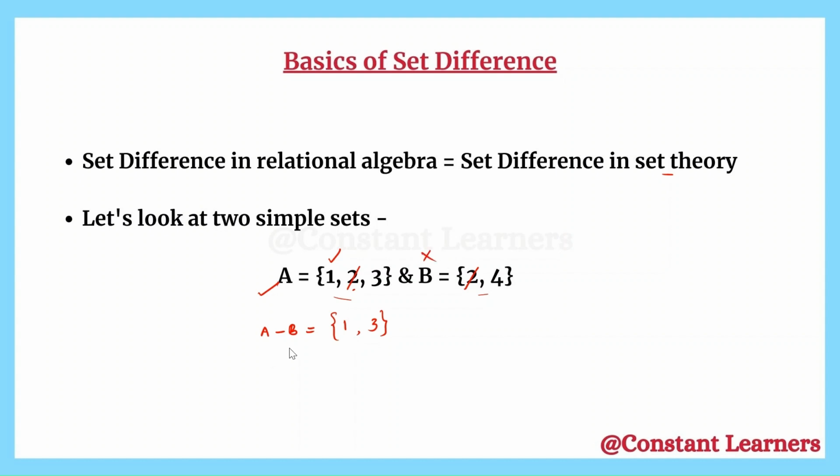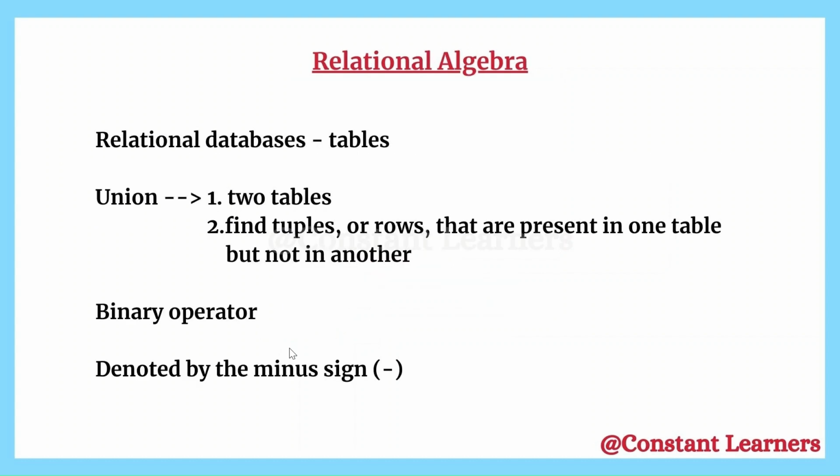All right. Now, since we're talking about relational algebra, we'll be working with relational databases. That is, where the data is stored in the form of organized tables. For the set difference operation, we need two sets, or in our case, we say that we need two tables. The purpose of this operation is very straightforward. We use it to find the tuples or rows that are present in one table but not in another table, right? Now, since we're using two tables, this makes it a binary operator, right? So set difference is a binary operator and it is denoted by the minus sign.